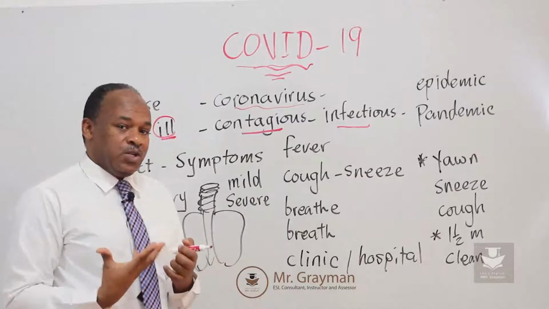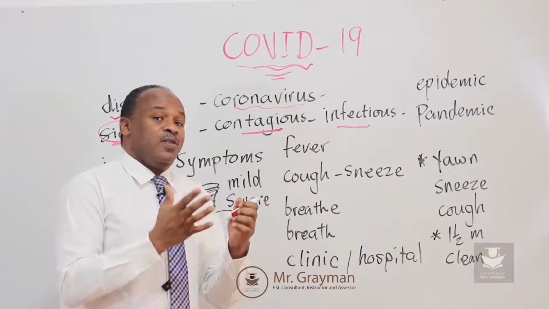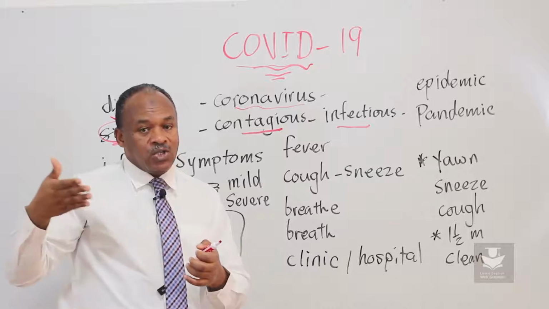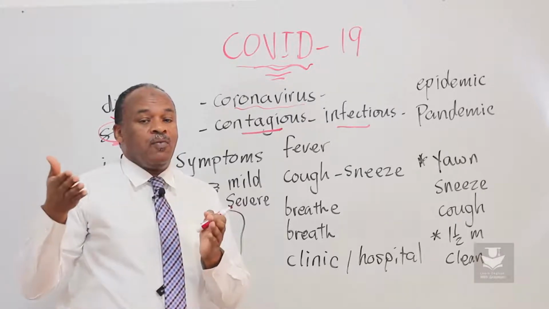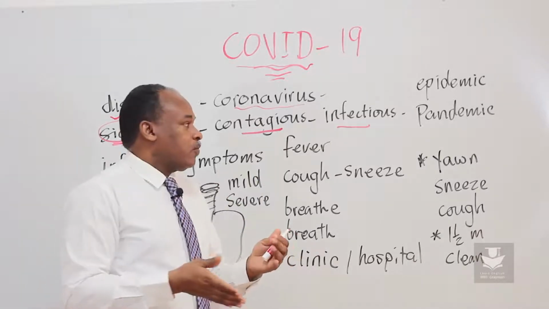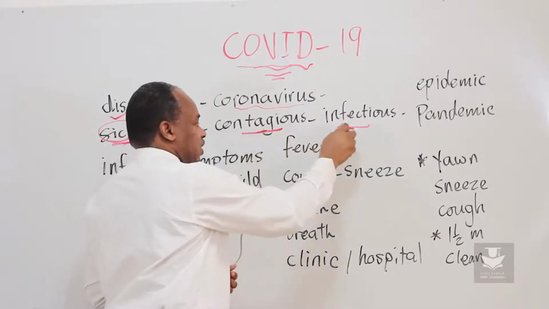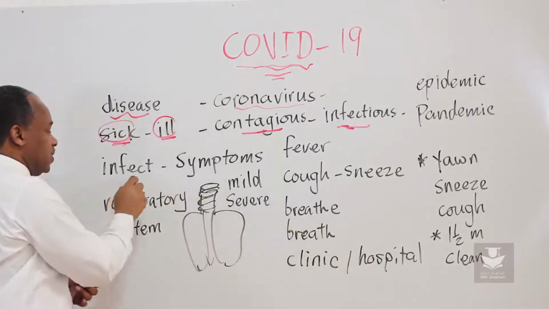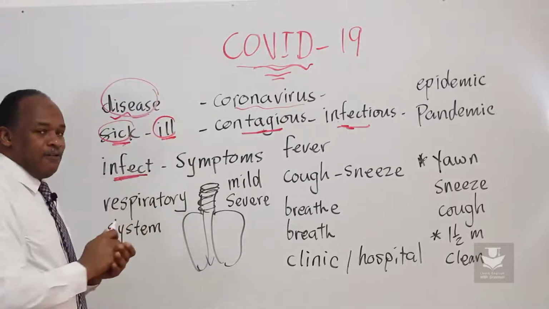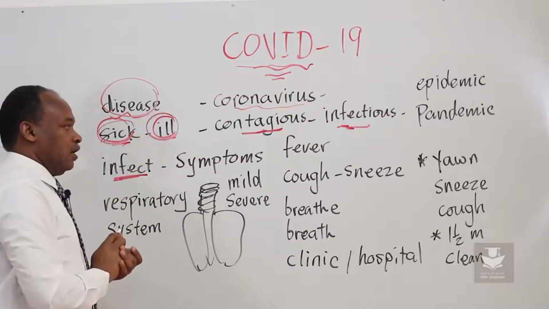So what is contagious? Contagious means infectious. That means the disease would be spread. It could be from one person to another. Could be from animal to human being. That's zoonotic. But here, contagious means infectious. When a person is infected, when the person gets the disease, then he's been infected. Now he is not well, he is sick, or he is ill.